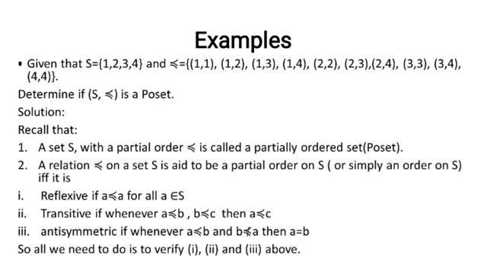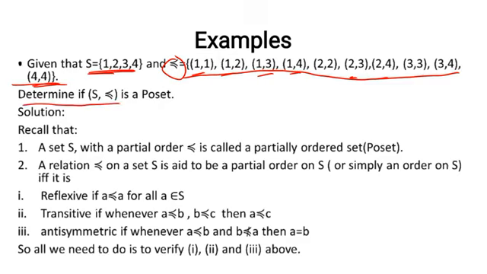Okay, so we are given a set S which contains these elements, and the relation is defined on it in such a way that it combines elements only strictly by this: (1,1), (1,2), (1,3), (1,4), (2,2), (2,3), (2,4), (3,3), (3,4) and (4,4). Those are the only elements in this relationship, that's its preceding relation. So we want to determine if our set is a poset. So we want to check if it has a partial order.